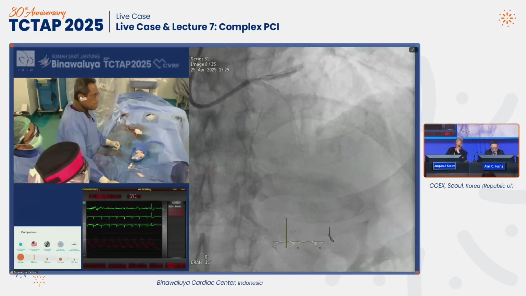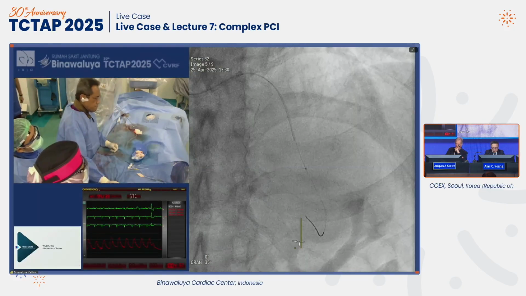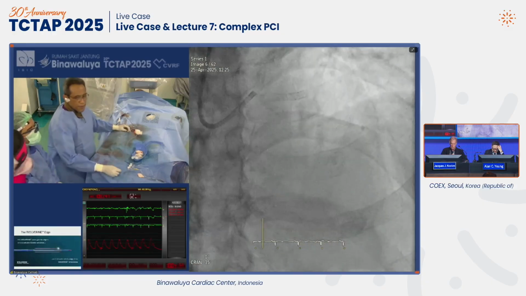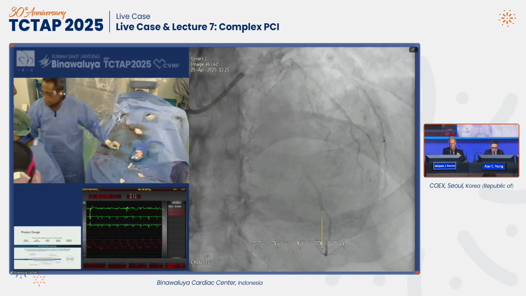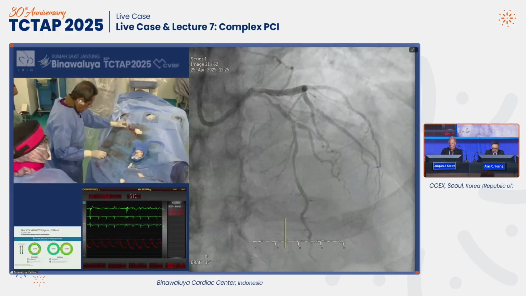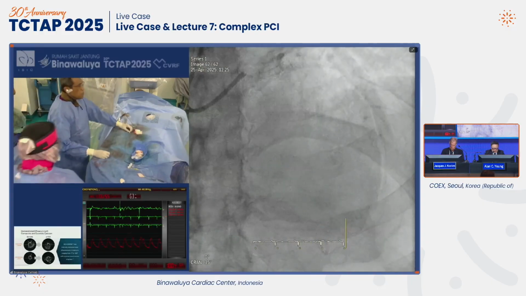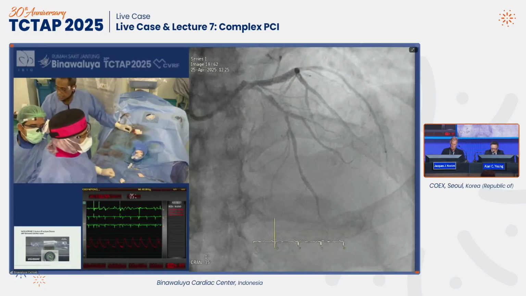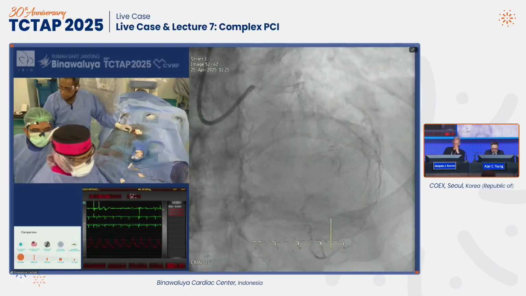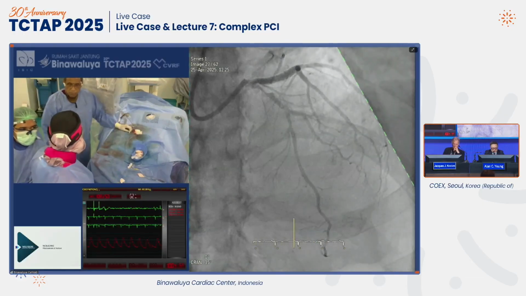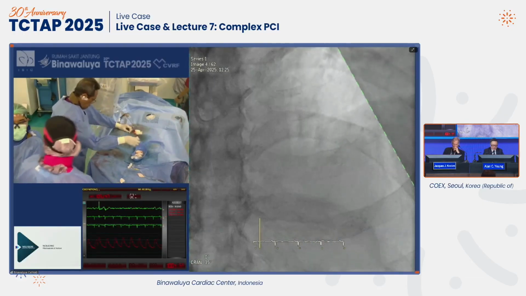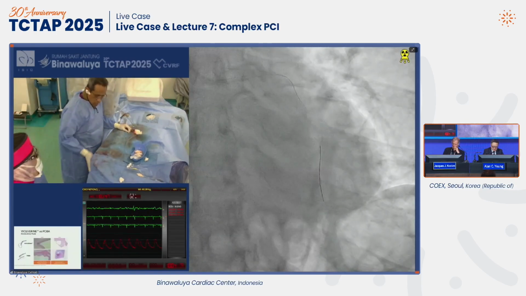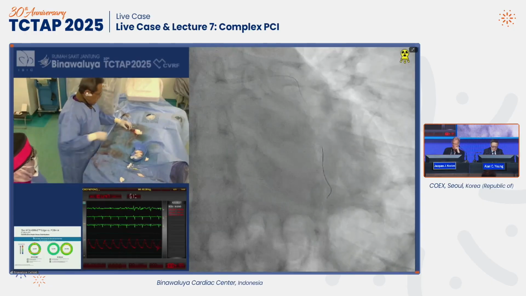Okay. So let's proceed because we have about 10 minutes left before we switch over to our lecture. So I put the proximal stent first. So 3.5, please. Yeah, 3.5. Powder, please. Tiga setengah. Ya, oke. 3.5 times what kind of length? Yes, 90.